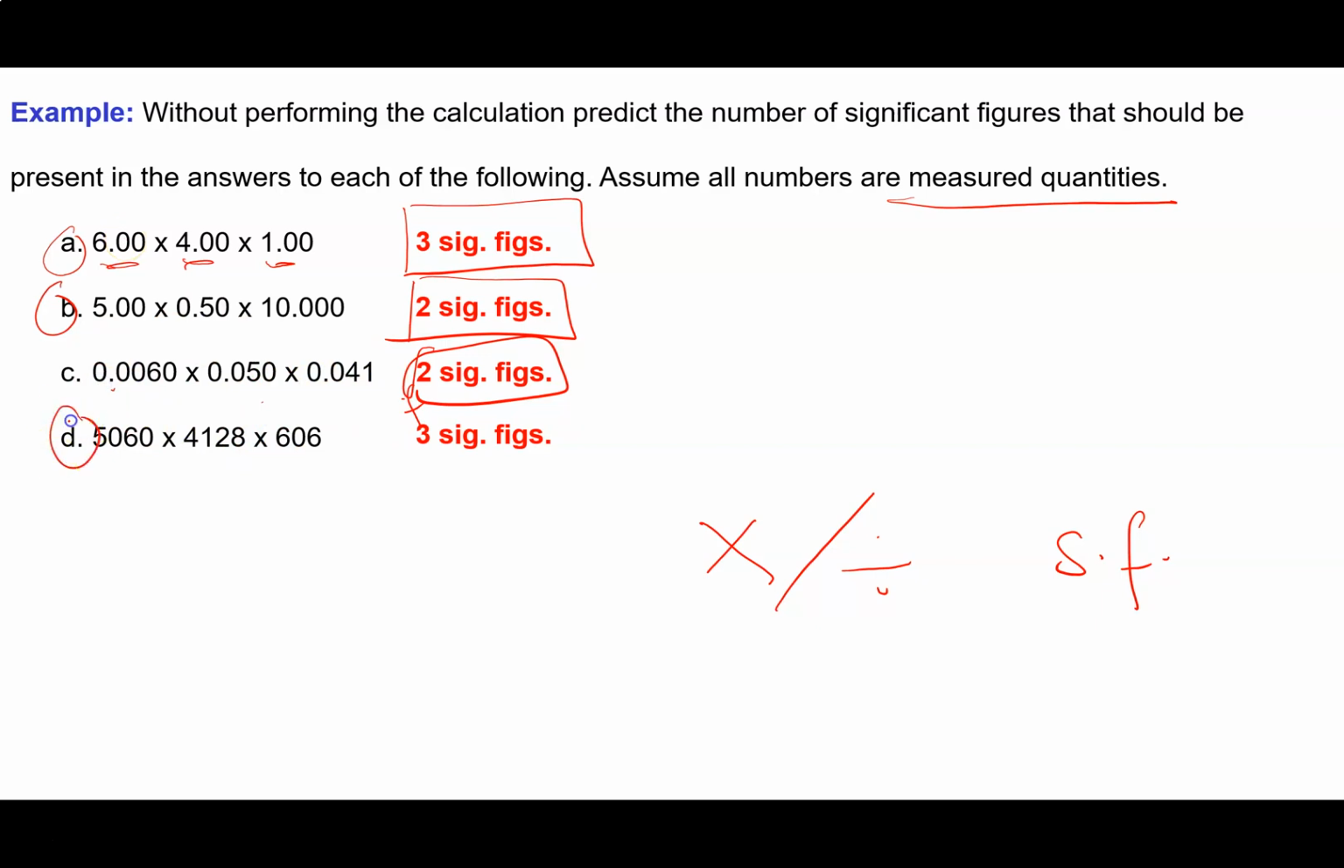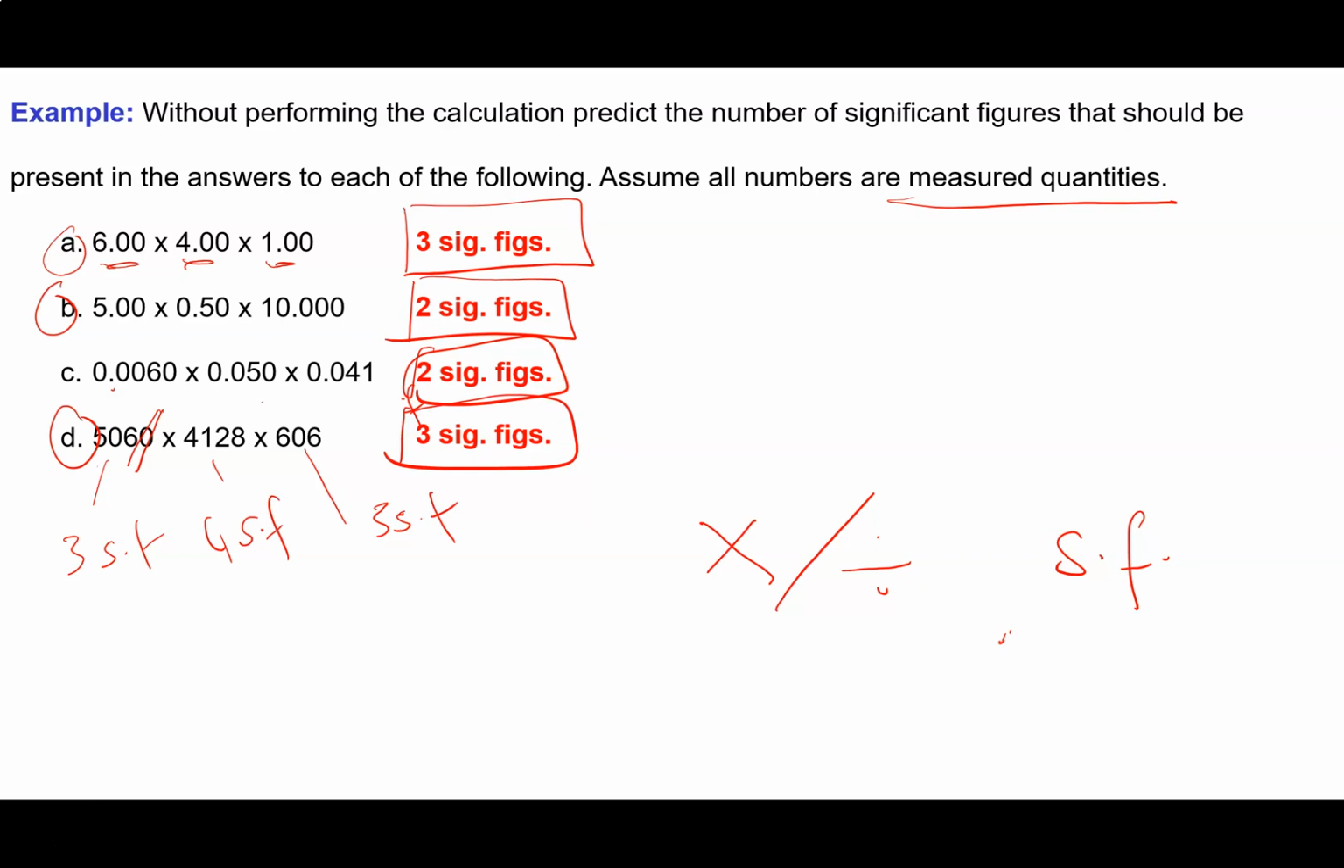Okay, in D, still multiplying, so still using this rule, this one over here, right? Trailing zero doesn't count because no decimal point. So that number there, 3 sig figs. This guy here, 4 sig figs. This guy here, 3 sig figs. Remember, we're only as good as our worst measurement, so we've got to go with 3 significant figures.